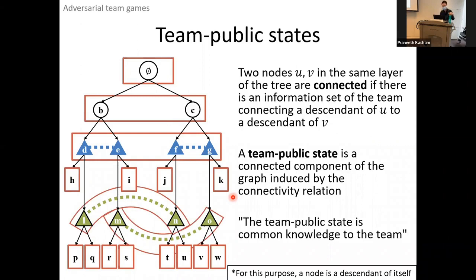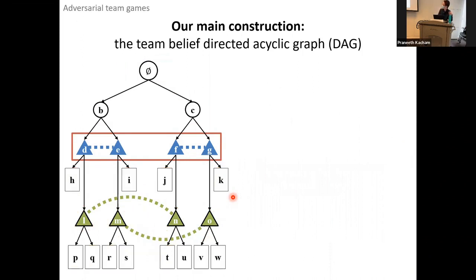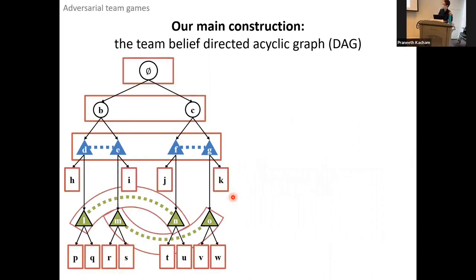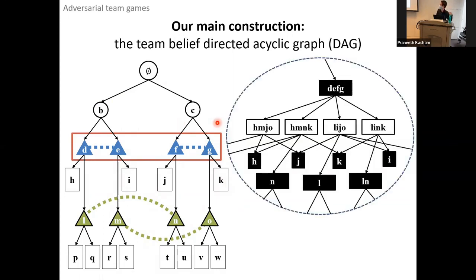Now that we've defined public states, we're ready to define our main construction, which is called the team belief DAG. What is the team belief DAG? Well, since the whole thing is too complicated to write down on this page for this game, I won't be doing that. Instead, I'll be focusing on one public state. This is a tiny, tiny game. Sorry, this structure's pretty big. So let's focus on this public state. For this public state, the piece of the team belief DAG that corresponds to it looks like this. Okay, I'll explain what all of this means.